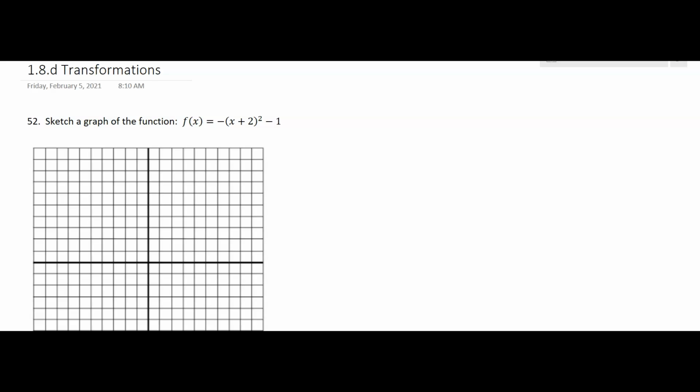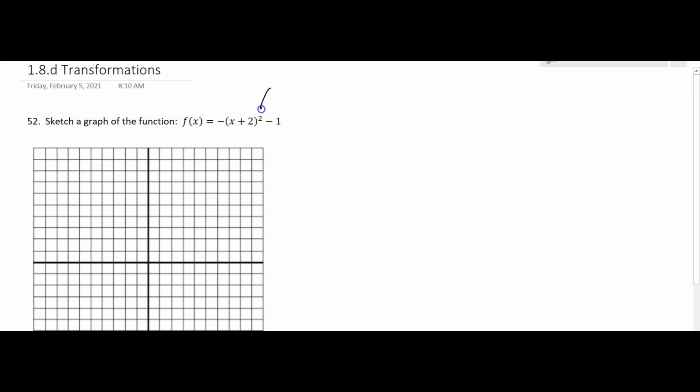Okay, so here we have a graph that we want to sketch of a function, and we want to use the ideas of the toolkit function and transformations. Now you could make just a table of values, but it's probably easier in the long run to do the transformations and then check it with a table of values.